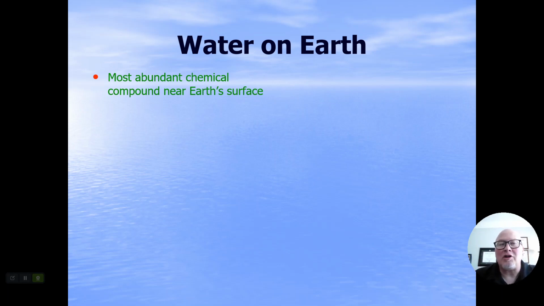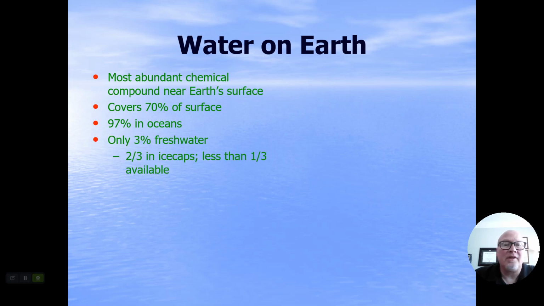The most abundant chemical compound that is near the Earth's surface is dihydrogen monoxide. It covers about 70 to 75% of the Earth's surface. Between 97% to 98% or so is part of the ocean, meaning that it is salt water. Only about 2 to 3% is fresh water, and of that fresh water, most of it is tied up in our Earth in the ice caps. And so that's not really usable.